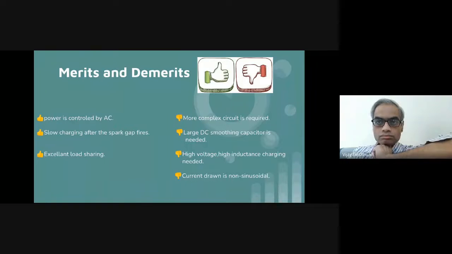Demerits are that more complex and small circuits are required. Sometimes a large DC capacitor is needed. High voltage and high inductance of charging is needed, and the current is non-sinusoidal.